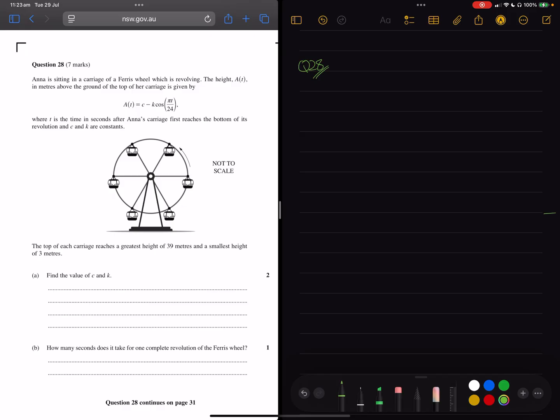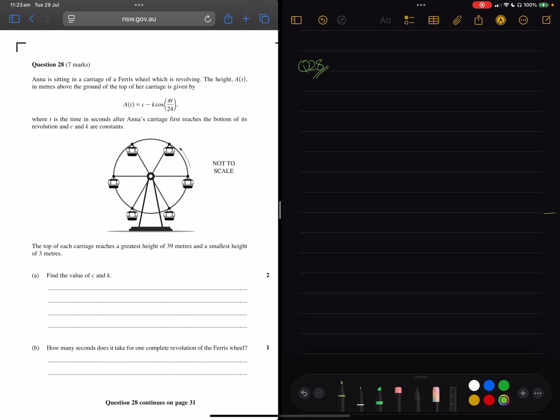We are told Anna is sitting in a carriage of a Ferris wheel, which is revolving. The height is given by the formula, where t is time in seconds after it first reaches the bottom of the revolution, and c and k are constants. The top of each carriage reaches a greatest height of 39 meters and a smallest height of 3 meters. Find the value of c and k.